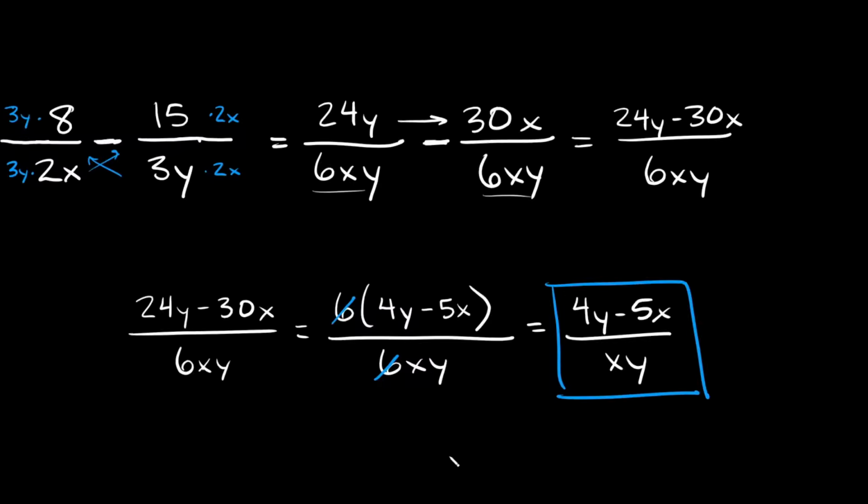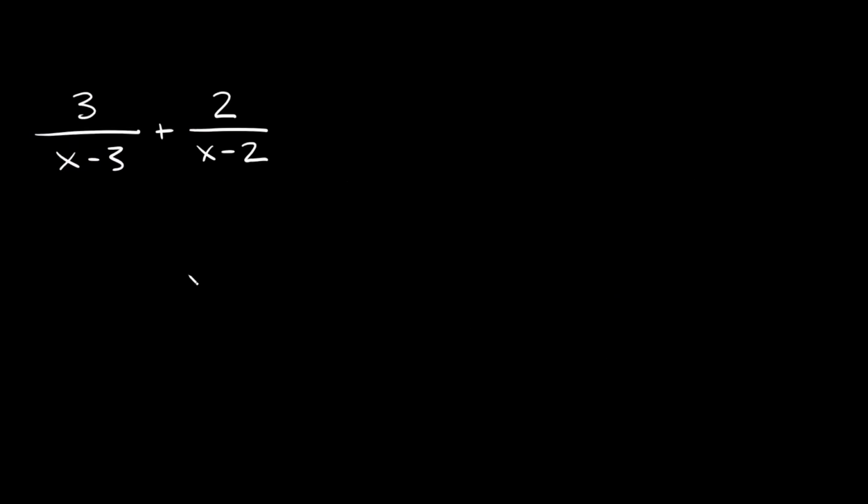So hopefully these haven't been too bad. Now we're just going to do some that are a little bit more complicated. Okay, so here we have 3 over x minus 3 plus 2 over x minus 2.